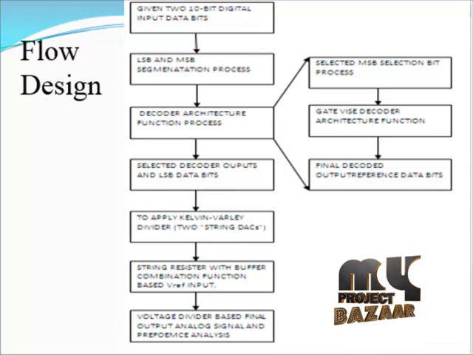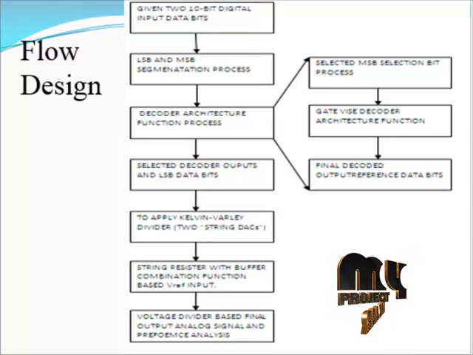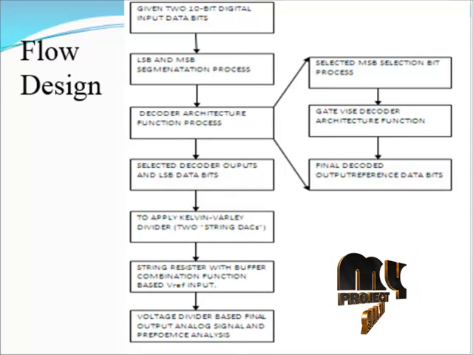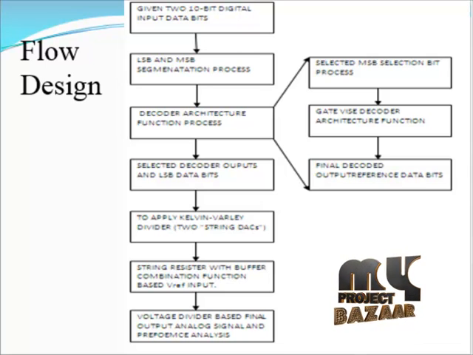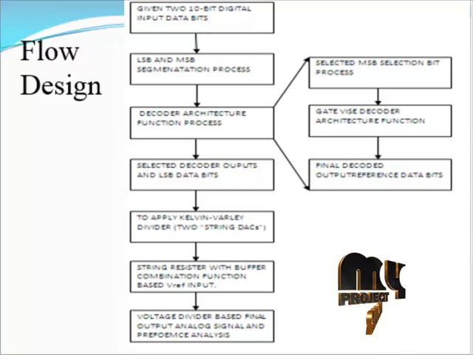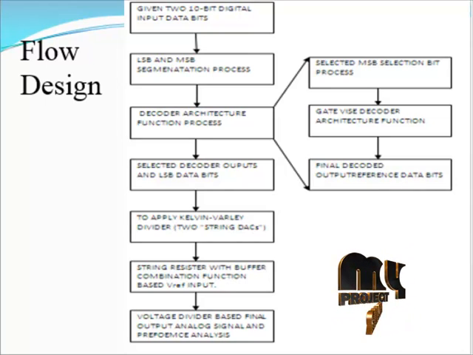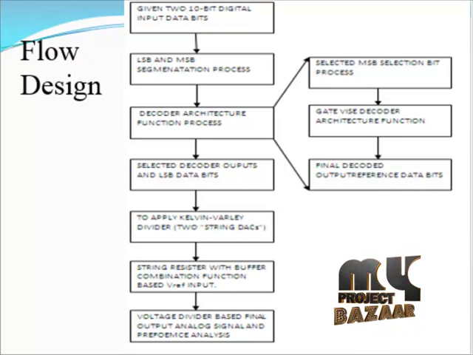After the decoding output we get the LSB data, which we consider directly through the DAC part. In the DAC process we can apply the Kelvin voltage divider. In the divider we consider two types of string process: the RDAC and the string DAC process. Two times we get the two string DACs.